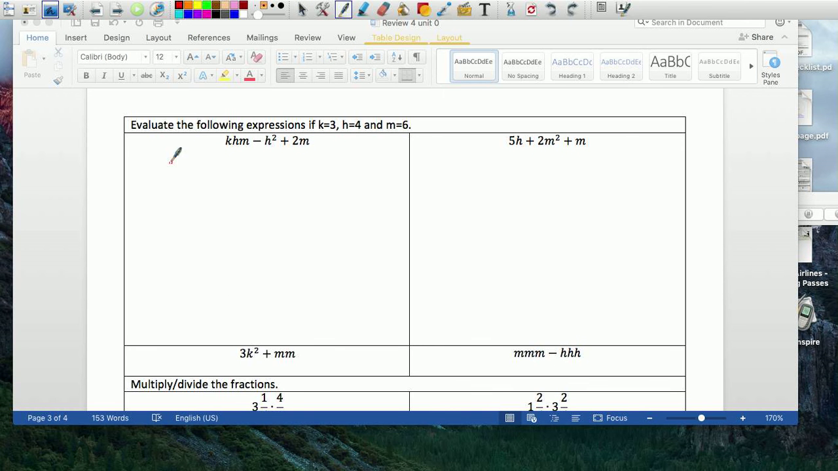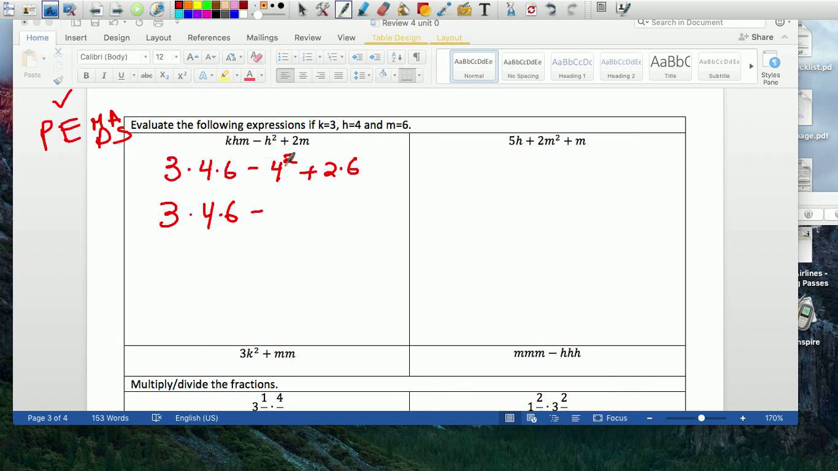So let's substitute. k is 3, h is 4, m is 6: 3 times 4 times 6 minus h to the second power, which is 4 to the second power, plus 2 times 6. Okay, so what do we do first? Again, if you want to write this out, it's parentheses, right? Any type of grouping. So no, but we're going to do exponents, so this is second.